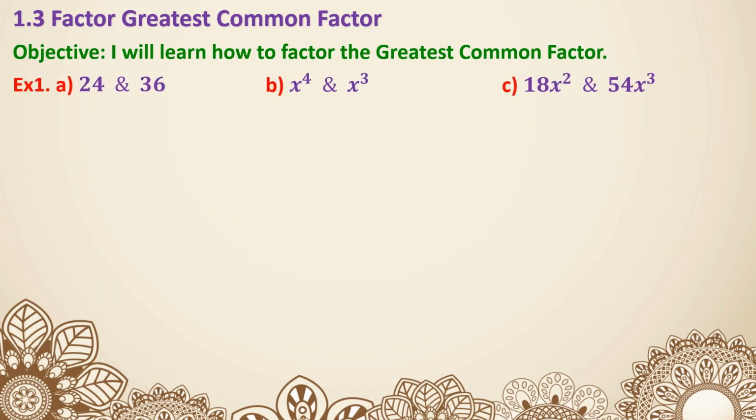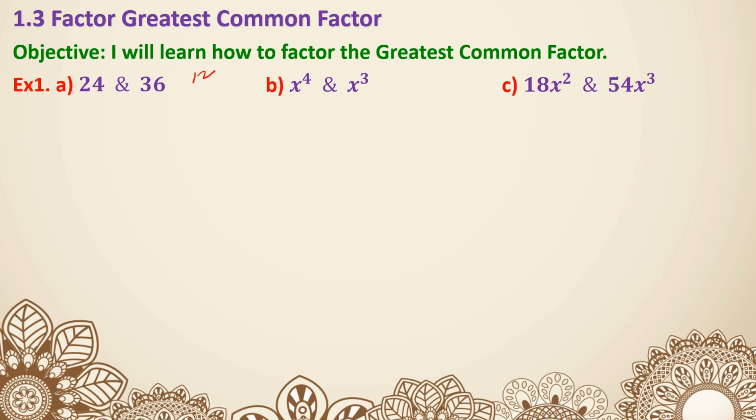Now let's have a look at a few examples. Here, example 1. We are going to find some greatest common factors from all of these. First, for 24 and 36, you might notice, oh, they can both be divisible by 12. So I'm going to just divide by 12. 12 must be the GCF.